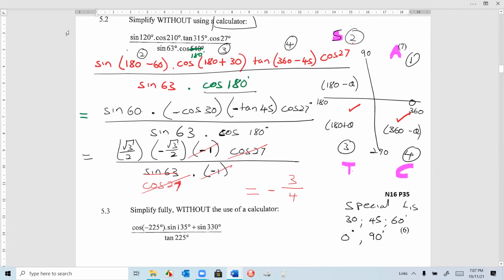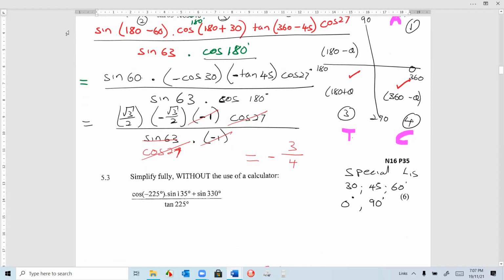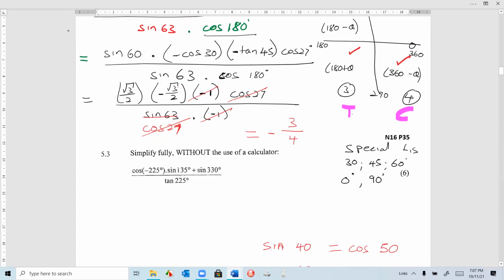The question said no calculators. So that means you have to bring all the angles to special angles. There's all your special angles: 30, 45, 60, 0, 90. So we had a 27 and a 63. They're not special angles. So I'm trying to cancel them off. My next option is how can I relate 27 and 63? And if you add 27 and 63, it gives you 90. So it means use your co-ratios.